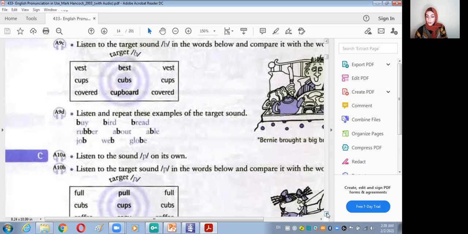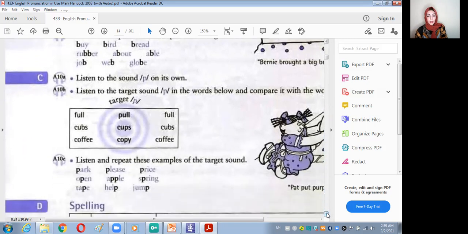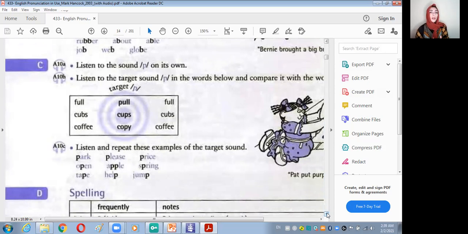Now we finished the sound b. Now let's move on to the sound p, the voiceless sound. Of course, you know that we have the same movement that we make in the sound b, but now we don't have any vibration in the vocal cords. Now listen to the sound p on its own first. P, p. Okay. P, p. As you can see, it can move the piece of paper.